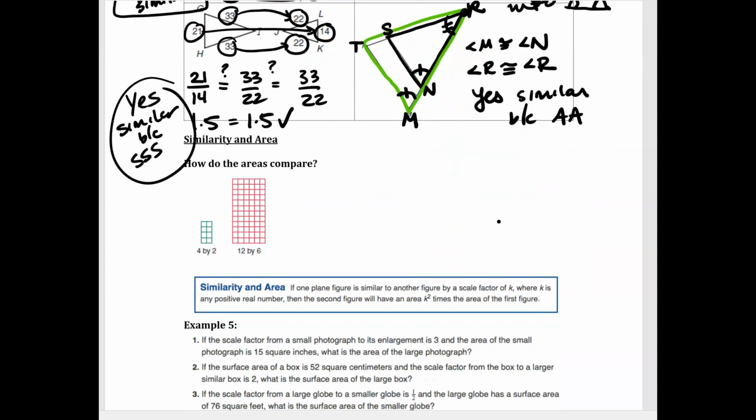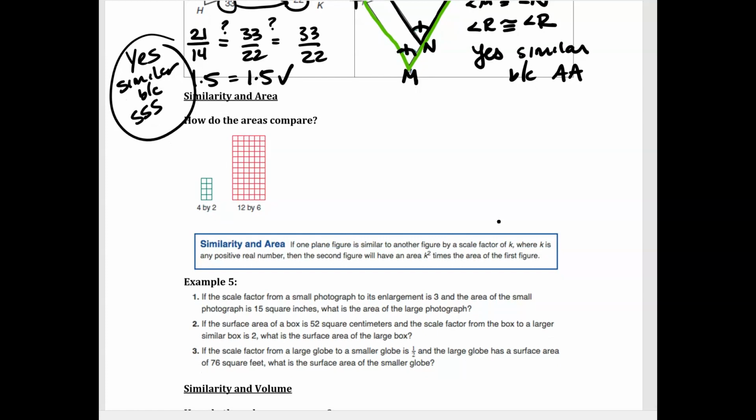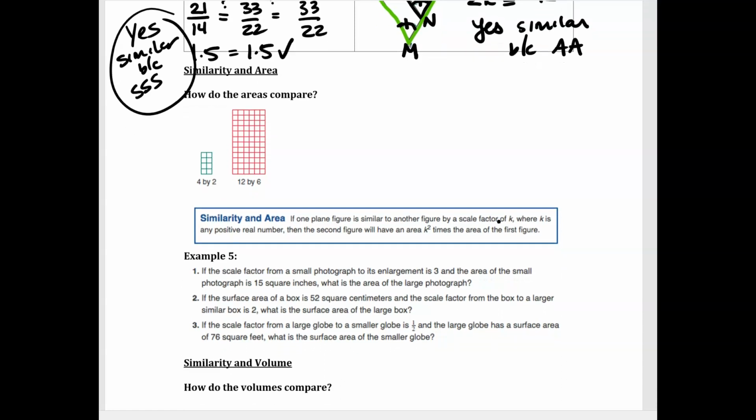So the next part, and this is the last part of the notes, is just to talk about how similarity affects area and volume. So we're first going to look at area. So take a look at these two rectangles. This first rectangle is 4 by 2, so this is 2 and this is 4, and the second rectangle is 12 by 6. And you could first ask yourself, okay, are these two rectangles similar? Let's go through the properties. So the angles, let's check, are angles congruent? Well, both of them have right angles in every corner, so we're going to say yes.